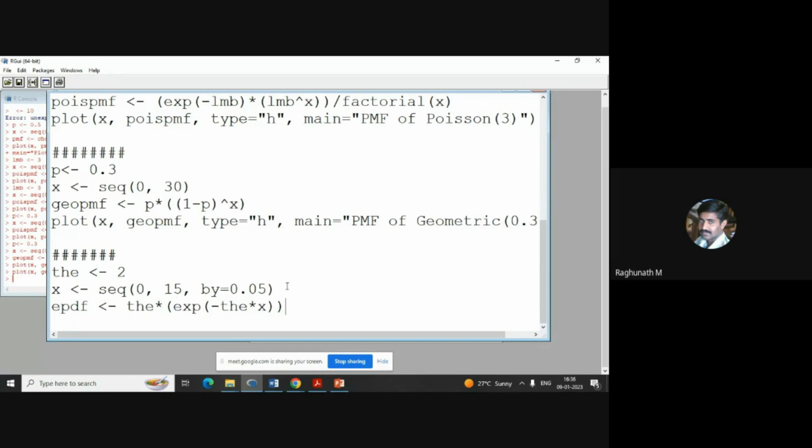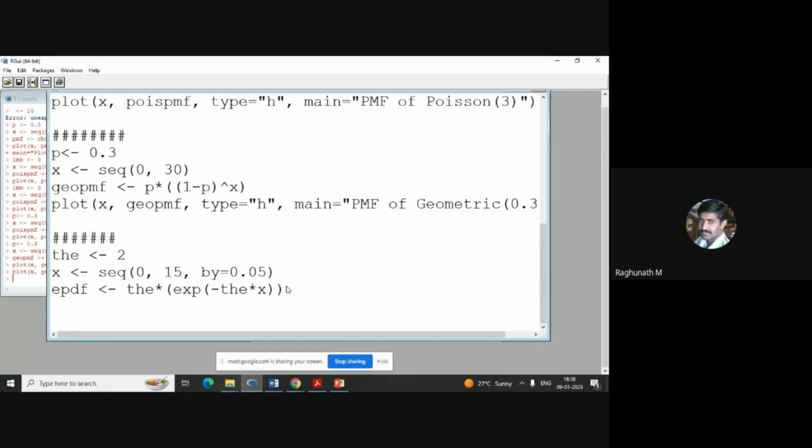After this, again we are going to plot this one. Again take same. Now here we are going to plot the value of the function at each x. So that is EPDF. I will use main is equal to, I will call this as PDF of exponential. It is denoted by EXP of, so I have taken it as a 2. So let me close this.